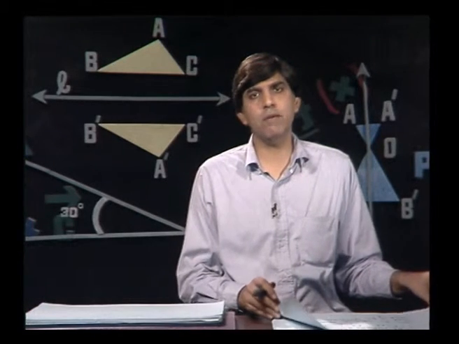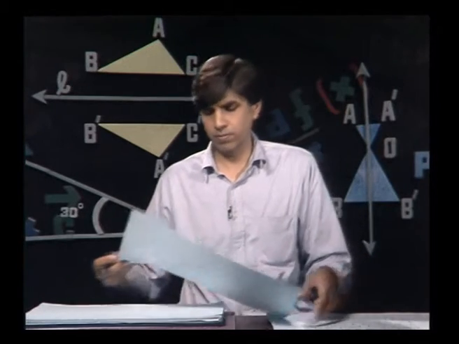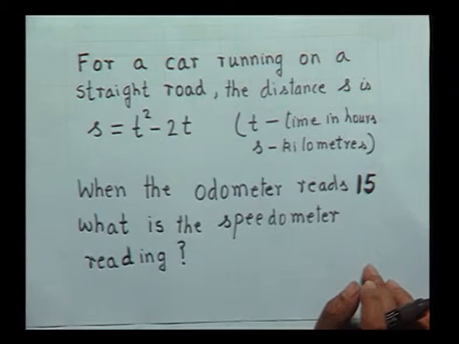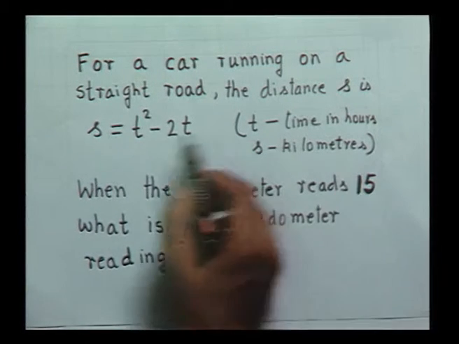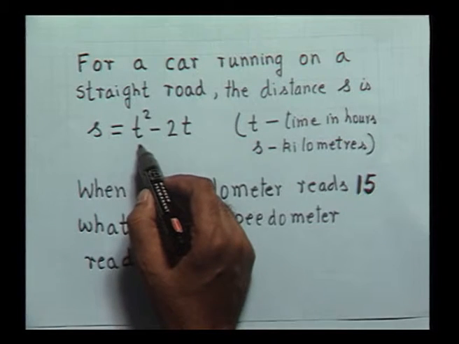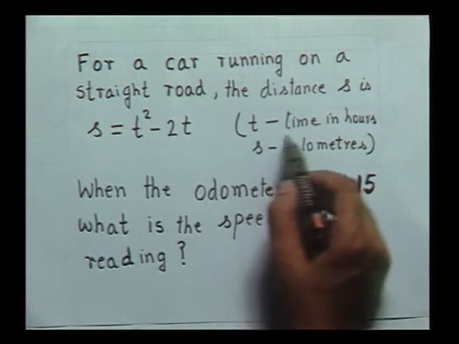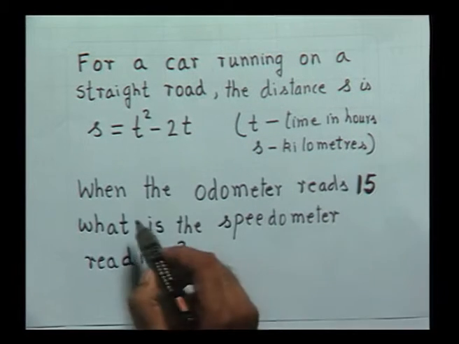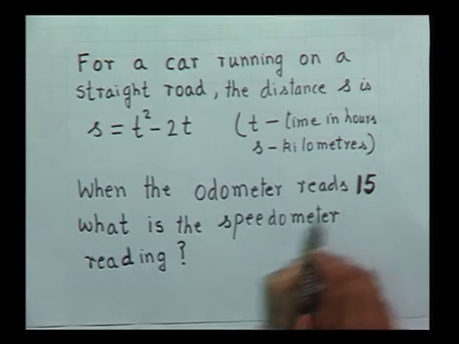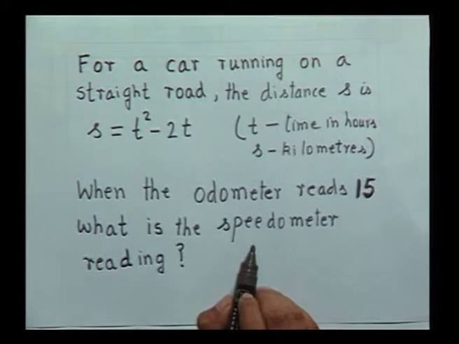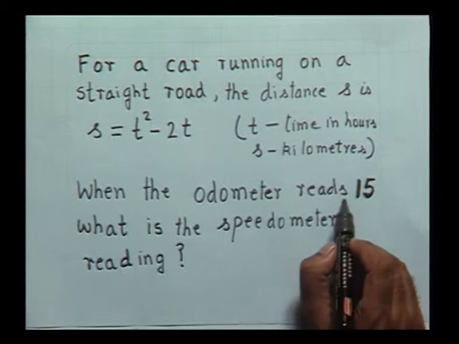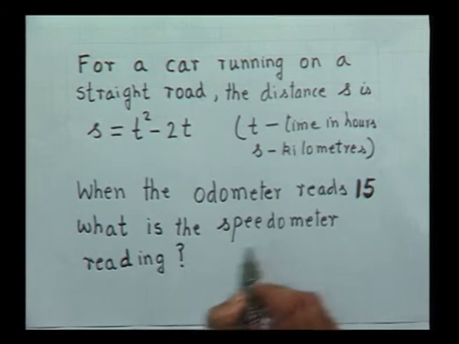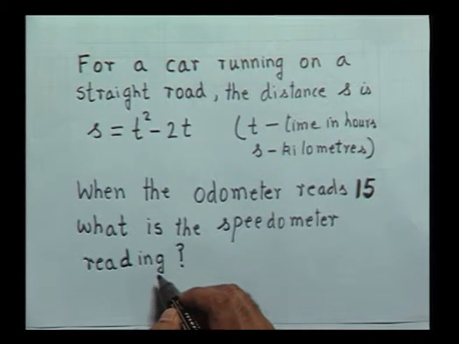Here is the example that I have in mind. Let us take a look at that. For a car running on a straight road, the distance s is given by the expression s equal to t square minus twice t, where t is the time in hours and s is the distance in kilometers. When the odometer reads 15, what is the speedometer reading? In other words, when the car has traveled a distance of 15 kilometers, what is the velocity of the car? That is the problem for you.